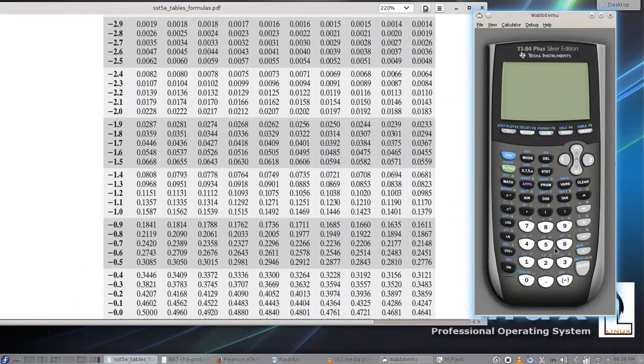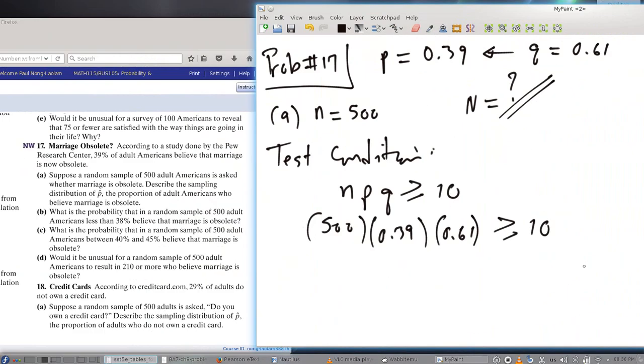Again, let's get some help from a calculator. 500 times 0.39 times 0.61, and the answer is 119. That is pretty good. So we know that the data has a normal distribution and that it indeed satisfies the binomial property. Here you have 119, which is much greater than 10.